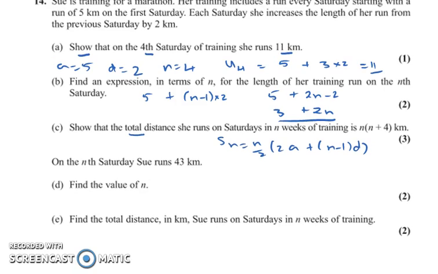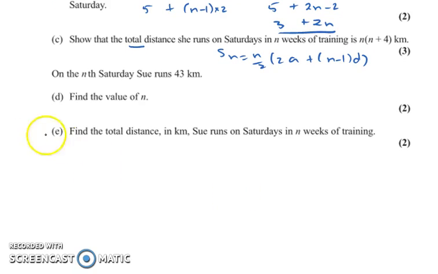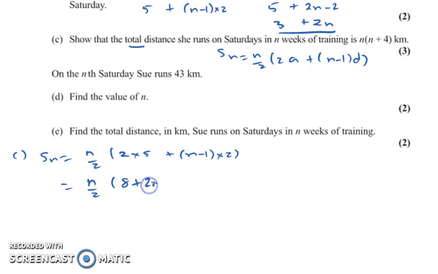Let's go down for a bit more space. Part C, Sn equals n over 2, 2 times the first term, add n minus 1 times 2. This simplifies to n over 2, 8 add 2n, which simplifies to n bracket 4 add n. Conveniently, this is just what we were asked to find.